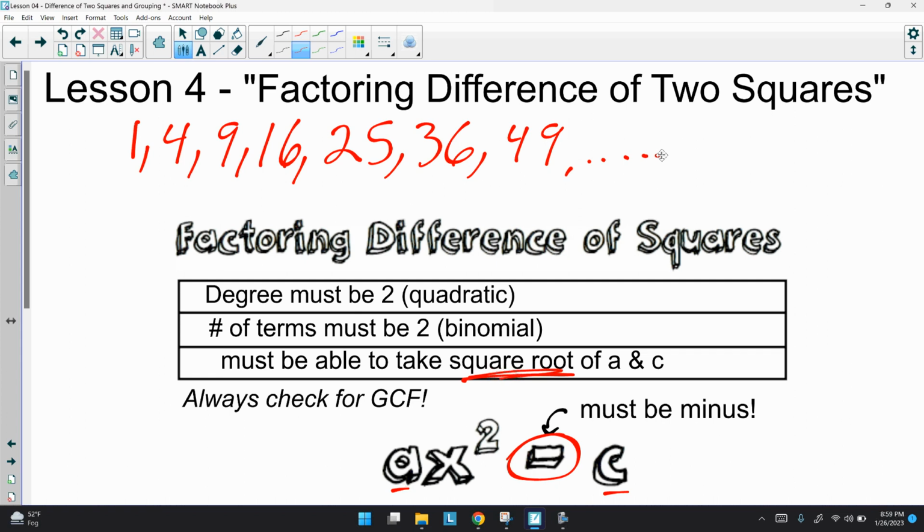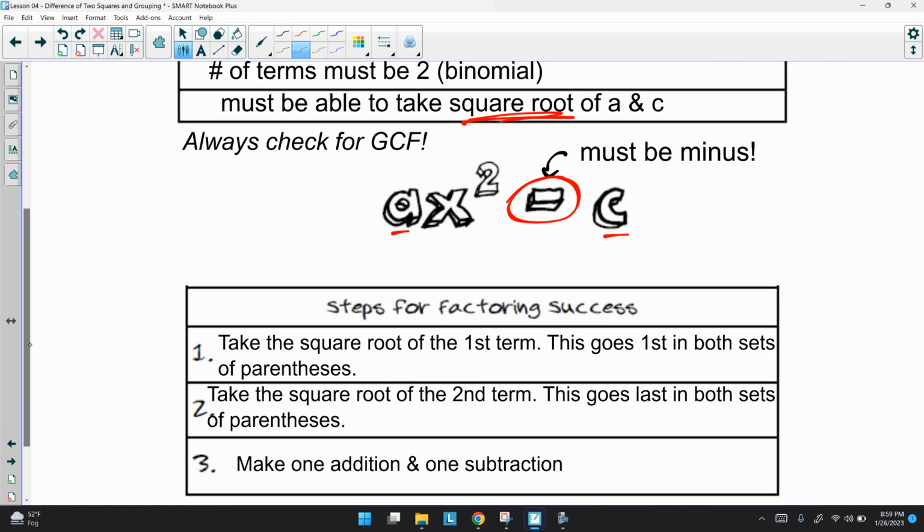So, again, trying to make the video short here. We're going to take the square root of the first term. This goes first in both sets of parentheses. Second term, second part, and then we're going to make one addition and one subtraction. Again, these parentheses are going to be like this: x plus whatever number.